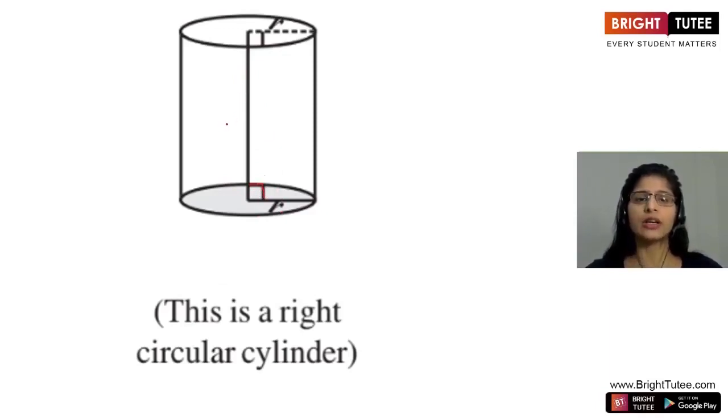So in our session, we are going to study about right circular cylinder only. This is what is called the height of the cylinder. This is called the radius of the cylinder. Okay, and the radii are going to be the same because the circular faces are identical.